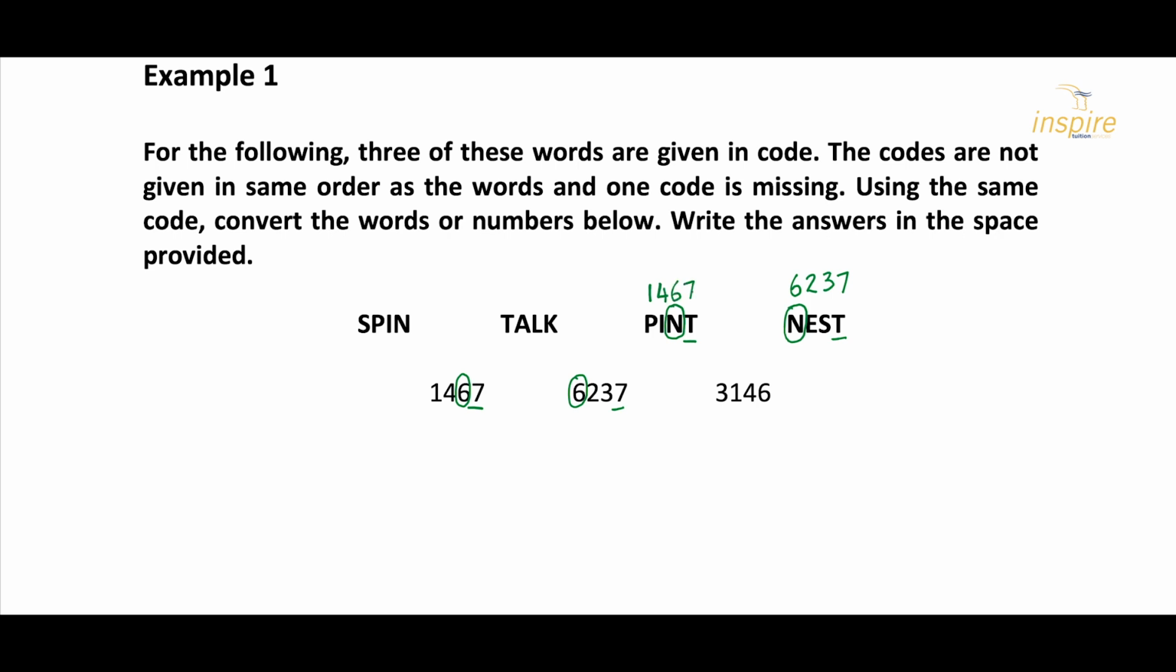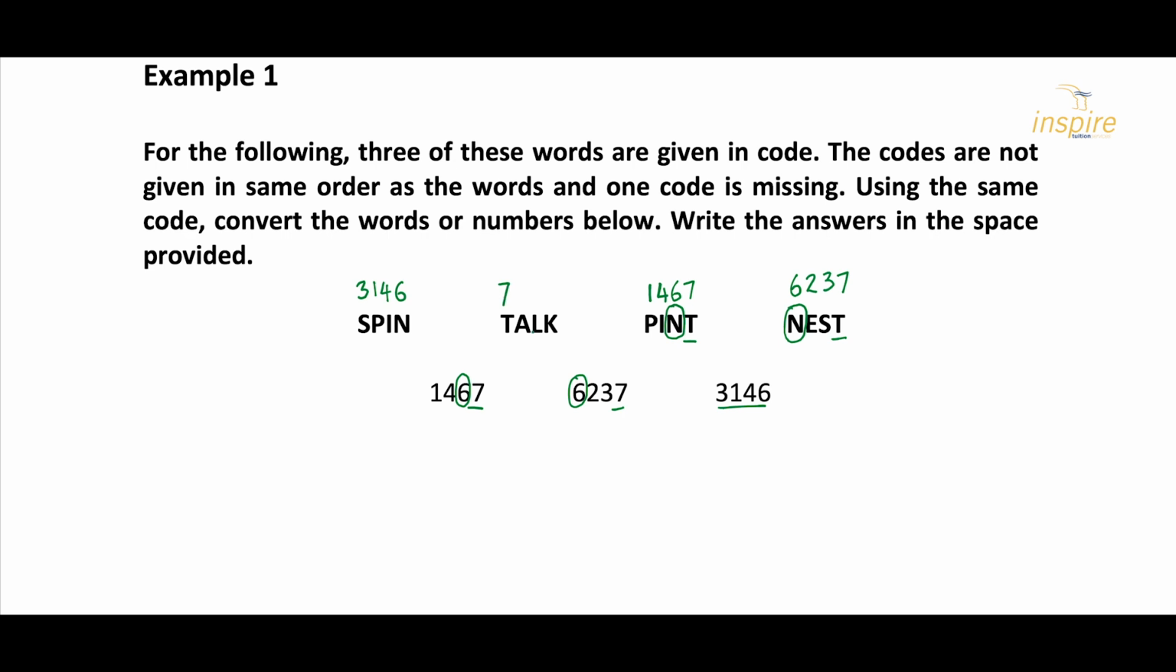And this will be 1467. Now from here you can tell that T is 7, S is 3, E is 2, N is 6, I is 4, P is 1, and so on. You're going to use these now to work out the codes for the others. So let's see what we can put in. We know the N is 6, so that will be a 6. Straight away we know this here, 3146, must belong to here. We know the T is 7, so this could be 7.